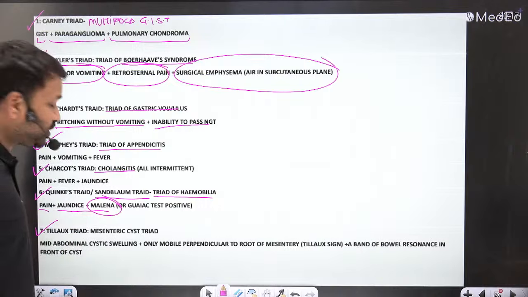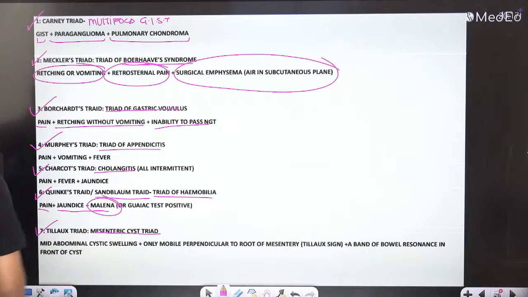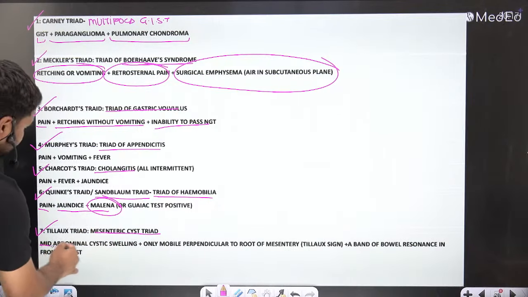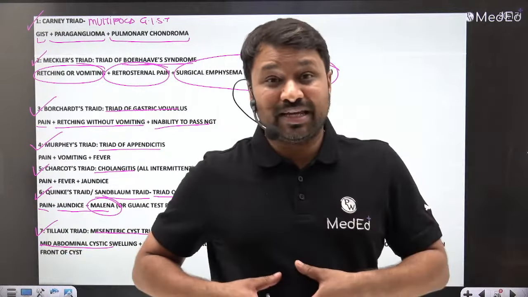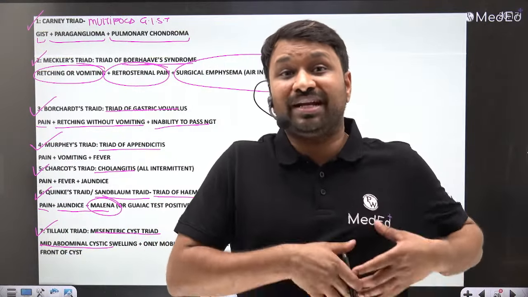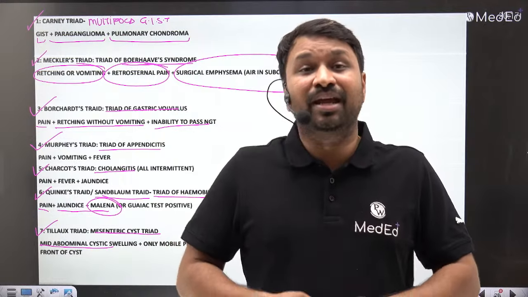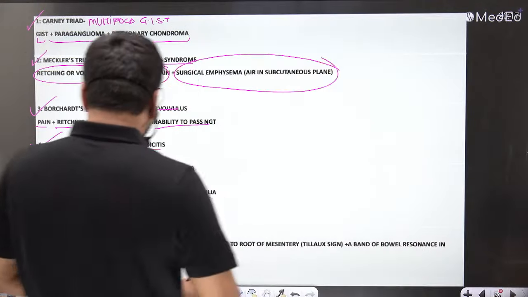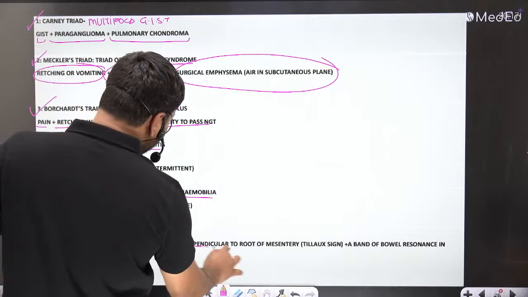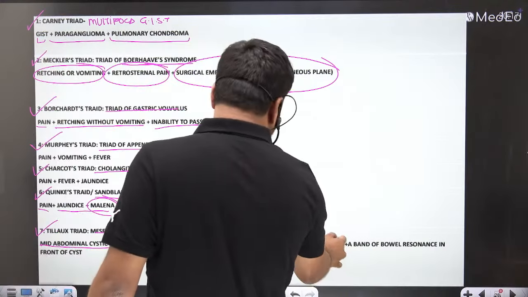Then you have Tillaux's triad seen in mesenteric cyst. In a mesenteric cyst, you will see an abdominal mass which is present. That mass is mobile perpendicular to the line of mesentery, but fixed at the line of the mesentery. You will see a band of resonance around that cystic lesion. So you'll see an abdominal cystic swelling, mobile perpendicular to the root of the mesentery, that is a Tillaux sign.